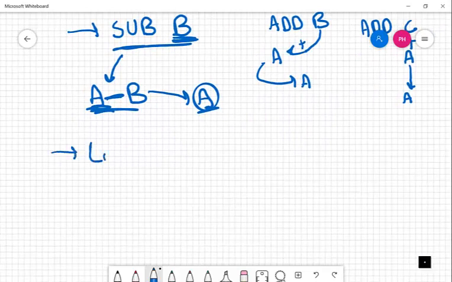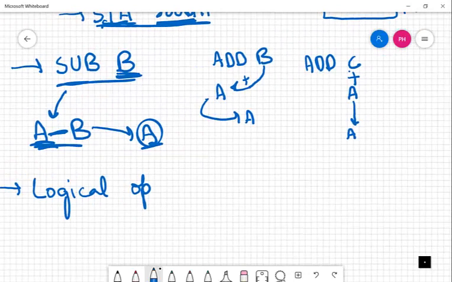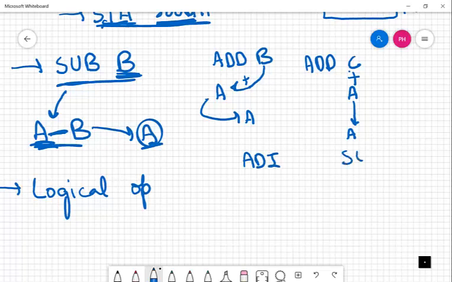Then we have logical operations. Okay, one more thing. This is add. We also have add immediate and subtract immediate, ADI and SUI. In case of add, we mentioned a register and the contents of that register were added to the contents of accumulator. But in case of add I, the general syntax is add I, and we give it an 8-bit number. For example, add I 23H.